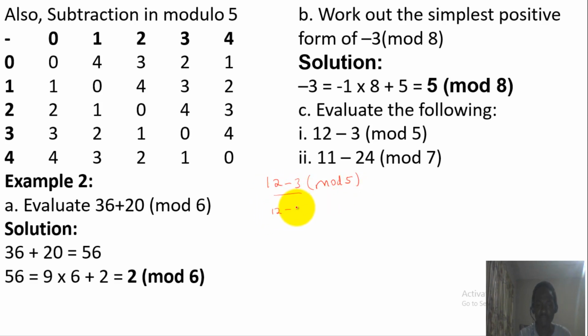12 minus 3 will give you what? 9. And I've told you that you have 9, and you have to return the remainder. I say 9, the answer you've gotten, divided by the mode, which is 5. That will be what? 1, remainder 4. Automatically it's returning 4. Therefore the answer for that will be 4 mode 5.